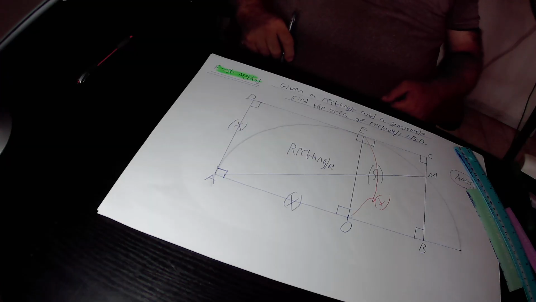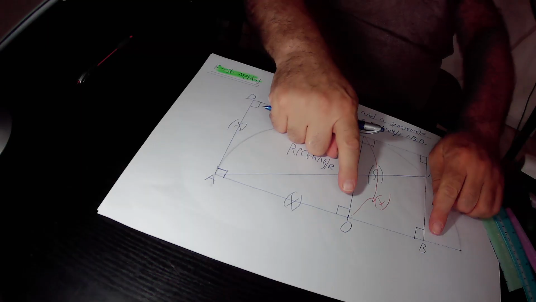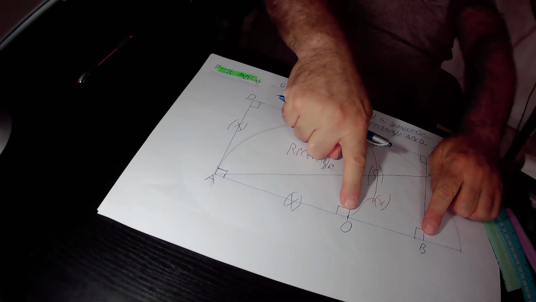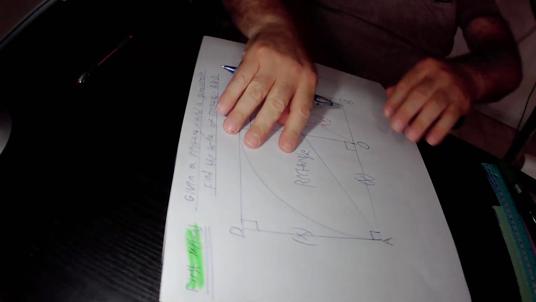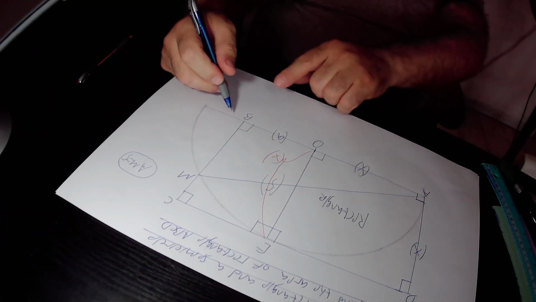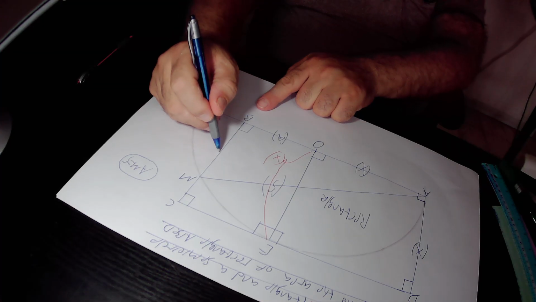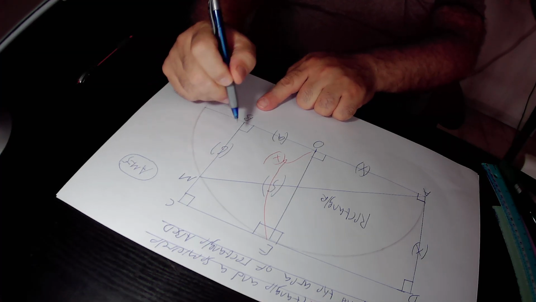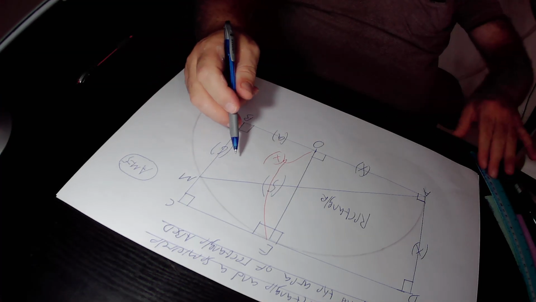In the next step, we define this line segment OB as a. And we define this line segment MB as b. In the next step, we join points O and M together by a straight line.